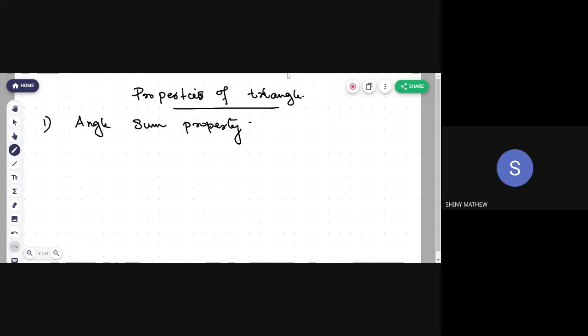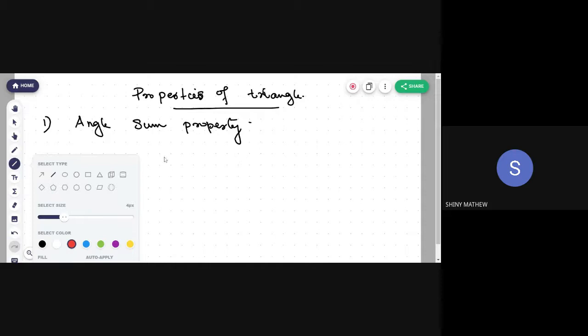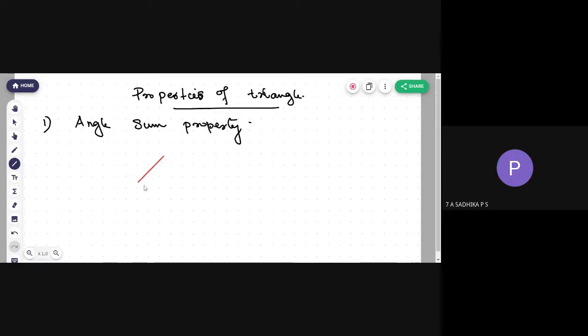Okay, properties of triangle. You give the heading. Properties of triangle. Below you write angle sum property. What is angle sum property? Did you study that one? No, miss. Did you study angle sum property at any time? No, miss. So you listen only. No need of drawing now. Only listen.